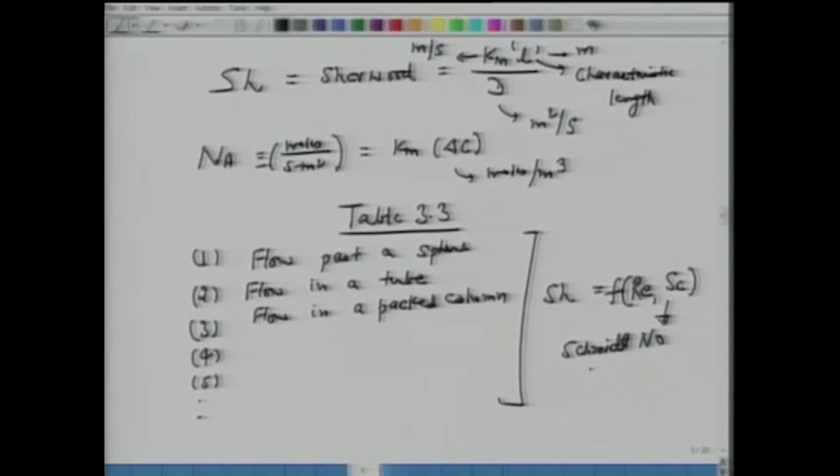Which is nu over D. So kinematic viscosity nu, meter square per second, and we have the binary mass transfer coefficients, meter square per second, and dimensionless numbers. You are required to visit this Table 3.3 and see how we can define these mass transfer coefficients. The idea is that all these correlations, which have been developed in terms of Reynolds number and Schmidt number, are extensively dependent on experimental data.